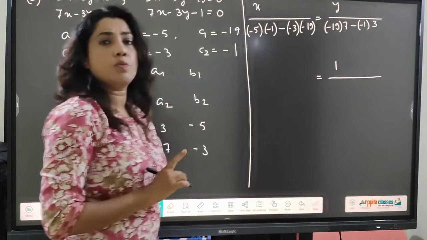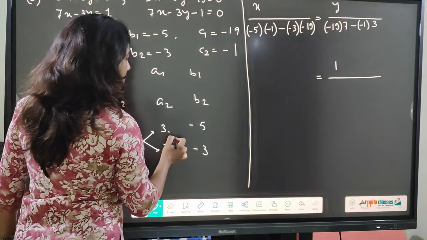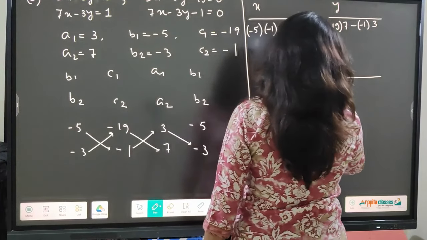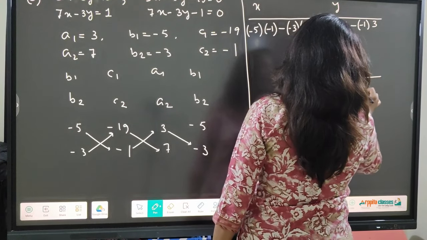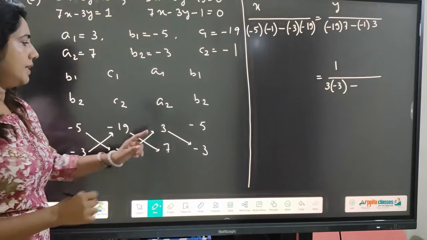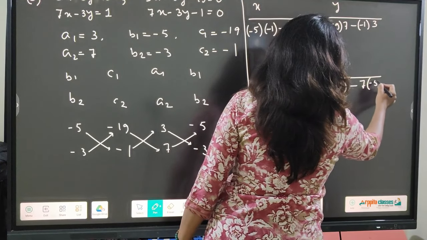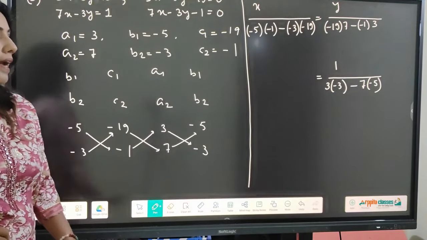While putting the values, be very careful, and if you do it properly it will never be wrong. 3 into minus 3. So here we write 3 into minus 3. There is a minus sign in between and then 7 into minus 5. So we write 7 into minus 5. I put all the values.